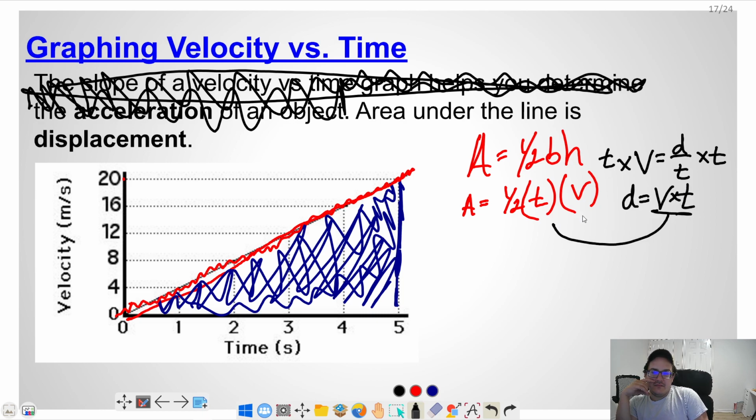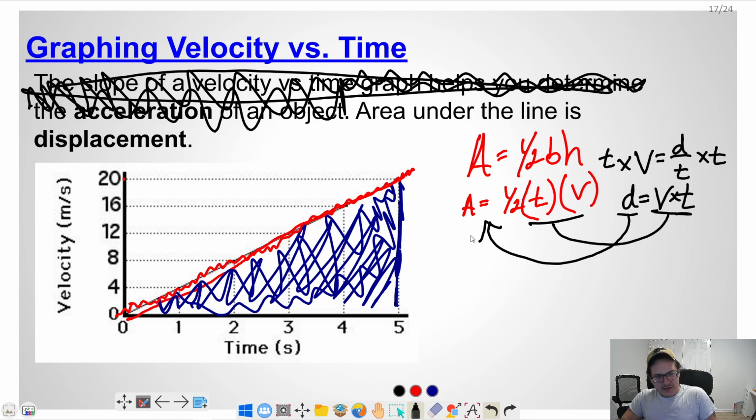Velocity and time, velocity and time. So, displacement is your area under the line. So, anytime we're looking at a graph, we have a velocity versus time graph, the area under the line tells you displacement.